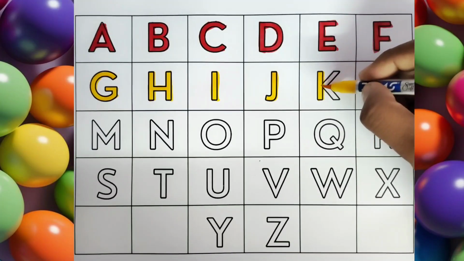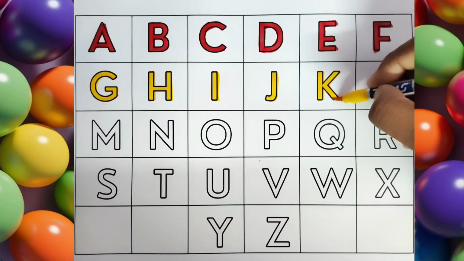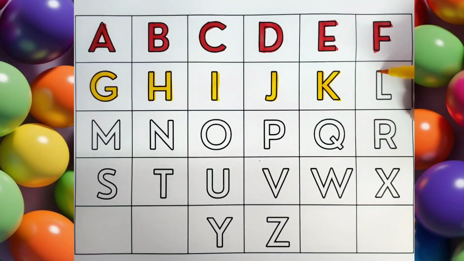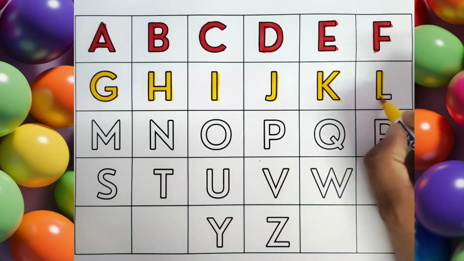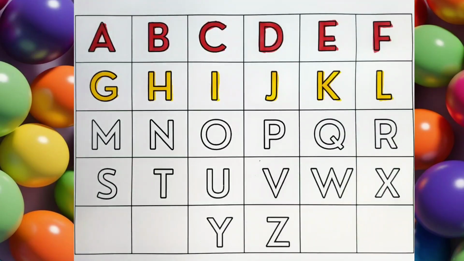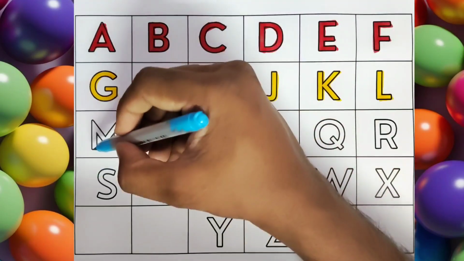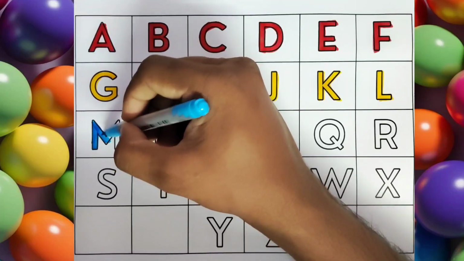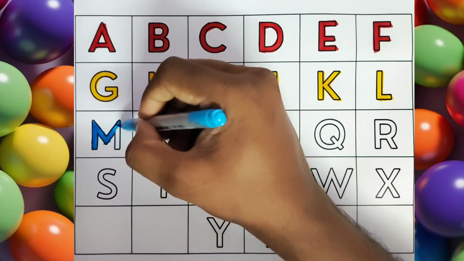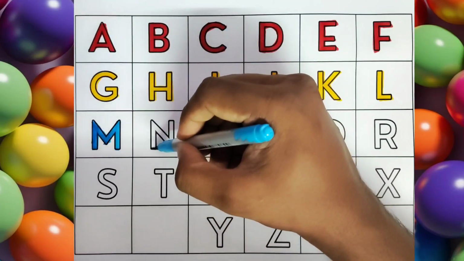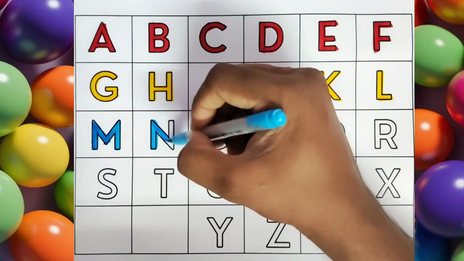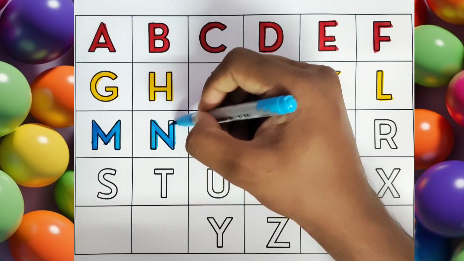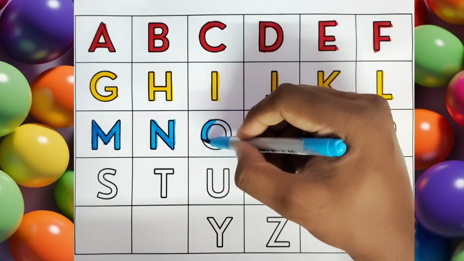K. K for kite. L. L for lion. M. M for monkey. N. N for nest. O. O for owl.